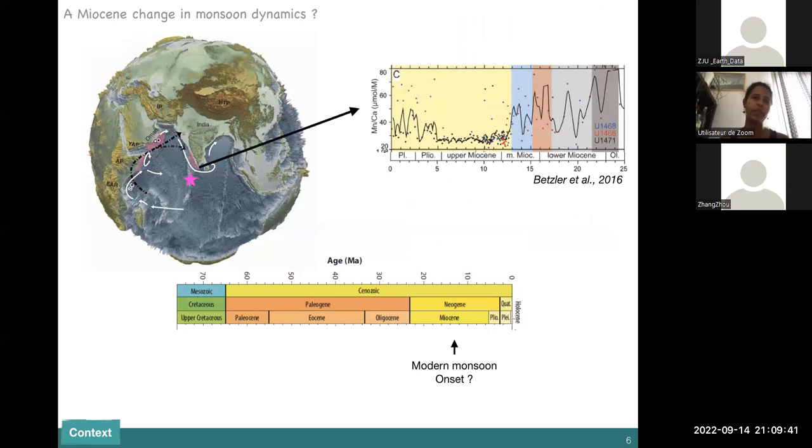Other proxies have been used to track this Miocene evolution of the monsoon system. Here is a record from the Maldives Archipelago from Betzler et al. 2016. Here, the authors used biogeochemistry proxies, such as the magnesium manganese calcium ratio, that is interpreted as the strength of deoxygenation in the OMZ, which is also attributed to variation in upwelling activity tied to the monsoon. And they show a strong increase in this ratio around 13 million years, which they attribute to the settlement or strong increase in the upwelling system there.